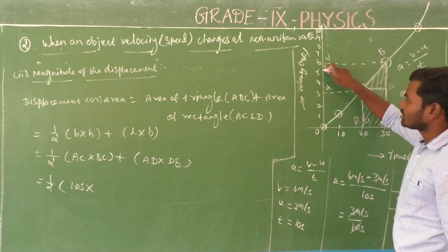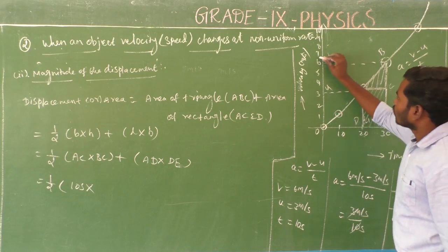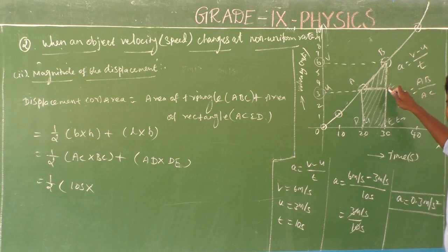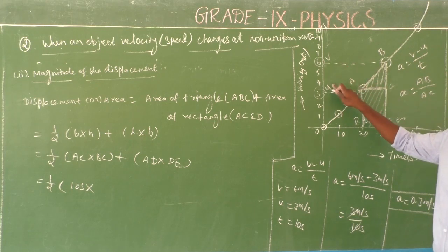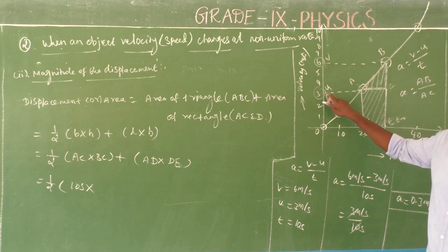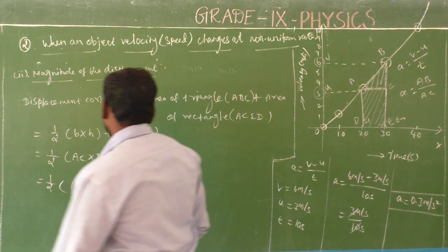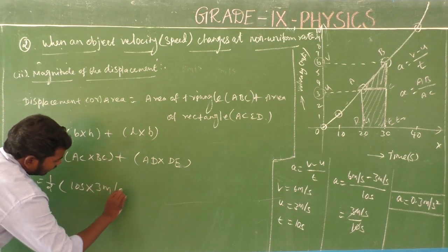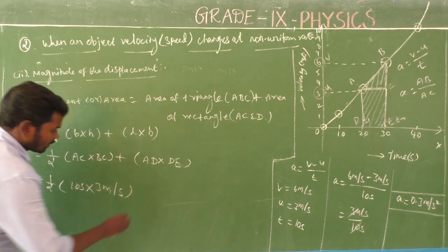The final velocity is 6 and the initial velocity is 3. So what is the BC value? The change in velocity is equal to the final velocity minus the initial velocity. So 6 meters per second minus 3 meters per second is equal to 3 meters per second. So the BC value is 3 meters per second.